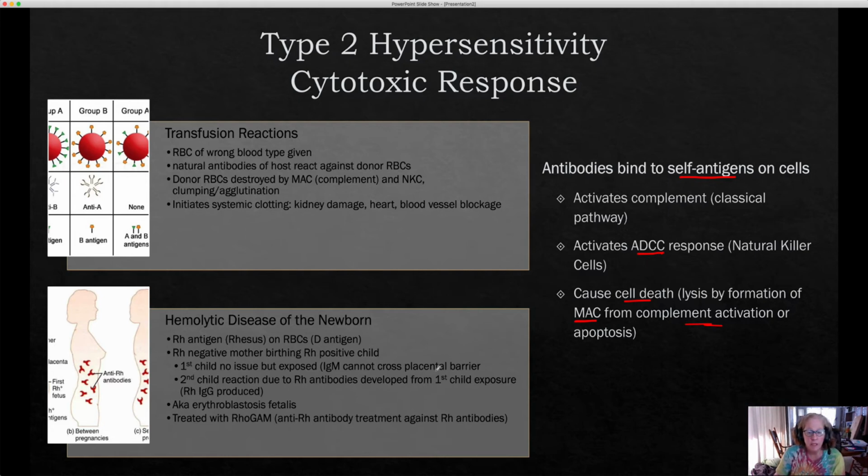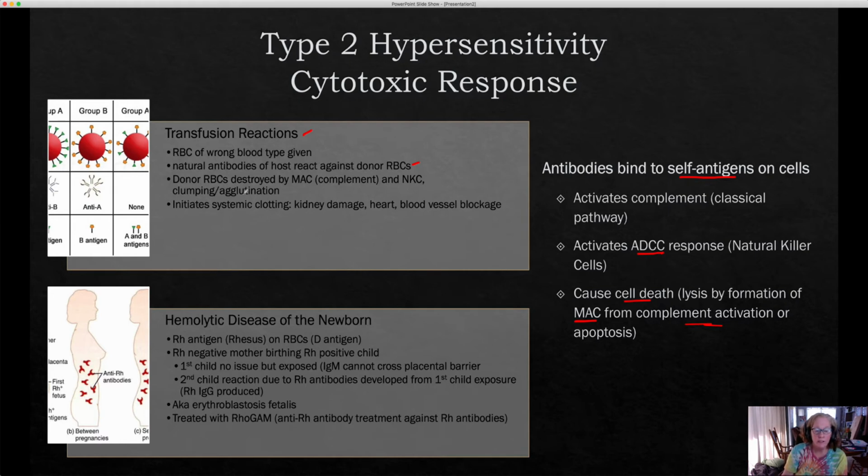Two very common cytotoxic hypersensitivities are, of course, transfusion reactions. You give somebody the wrong blood type, you're going to kill them. We have our own antibodies already present. These are one of the few antibodies we develop at birth. And we have natural antibodies against the donor red blood cells. So the donor red blood cells will be bound by those antibodies. Natural killer cells or ADCC reaction will be instigated, as well as the membrane attack complex.